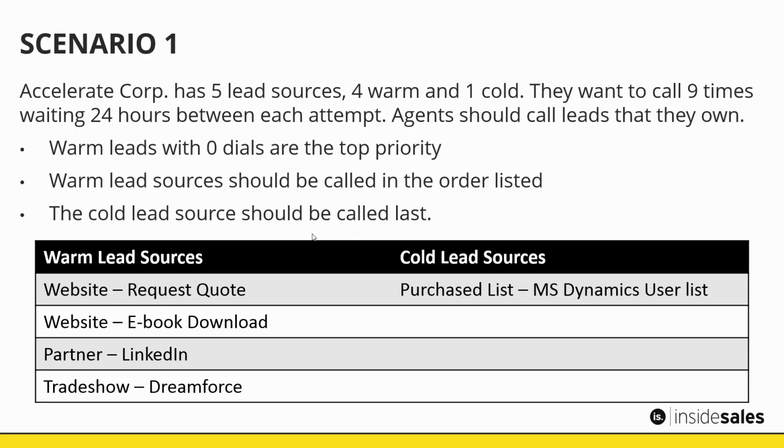So in this scenario, Accelerate Corp has 5 lead sources. 4 are warm and 1 is cold. They want to call their leads 9 times, wait 24 hours between each attempt, and the agent should only call leads that they own. They want to call those with the warm leads that have 0 dials as the top priority. And then warm lead sources should be called in the order listed below. The cold lead source should be called last. So let's walk through how we would build this seek list in Salesforce.